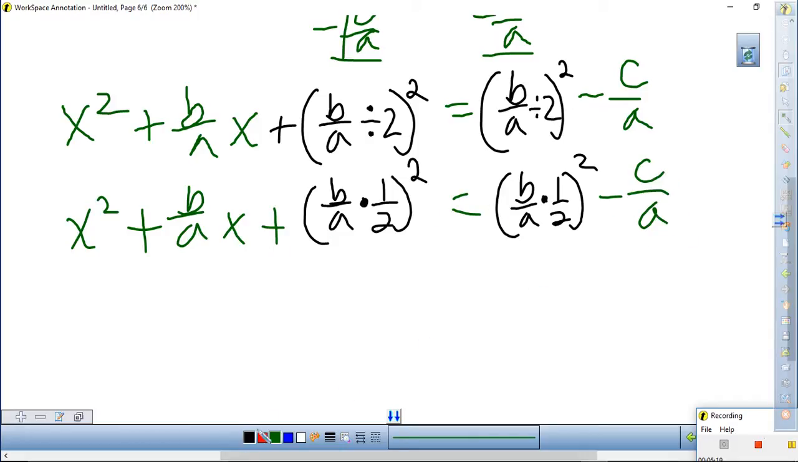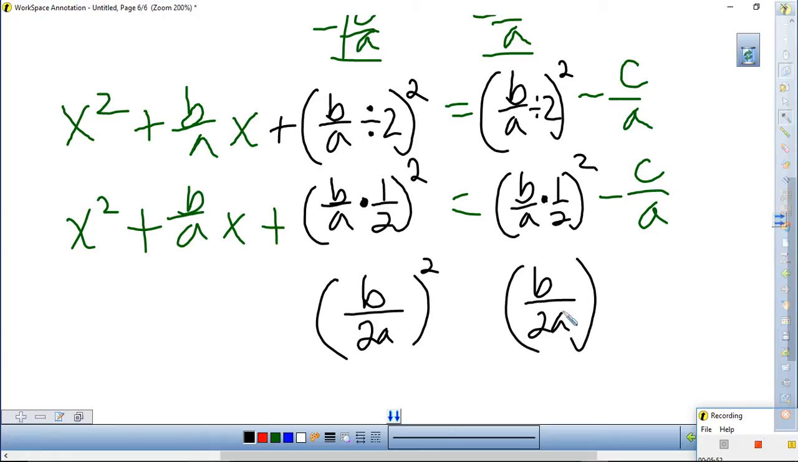All right, I can still simplify. Is that correct? So, Kaylee, what do I get with this? Trent, help her out. That is correct. 1b over 2a squared. And I bring everything else down. x squared plus b over a x plus that equal to that minus c over a.